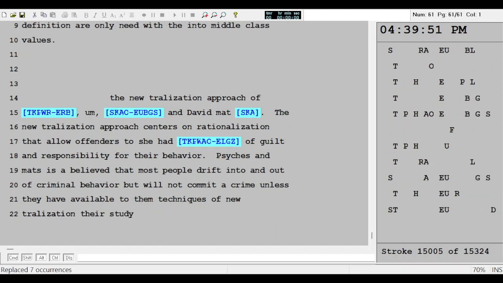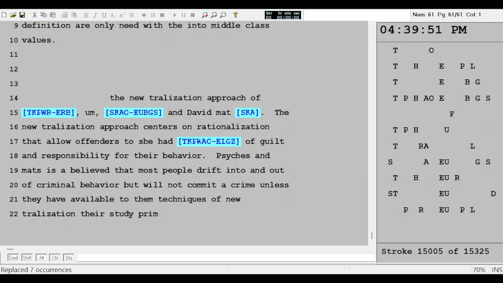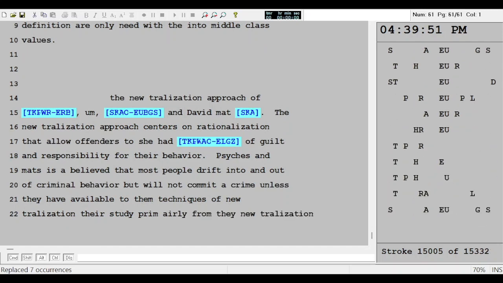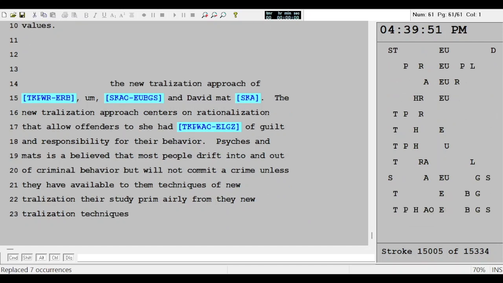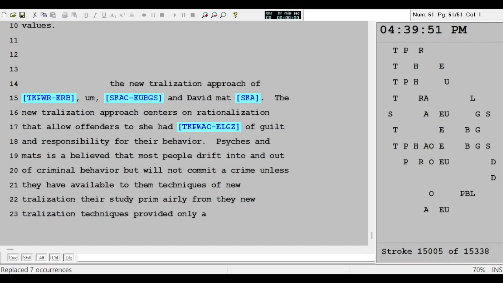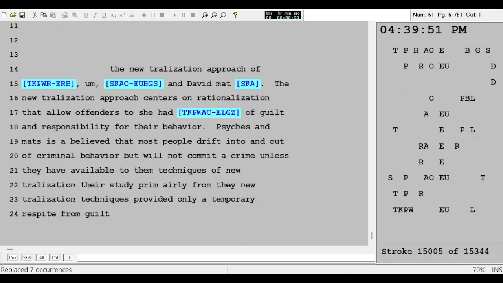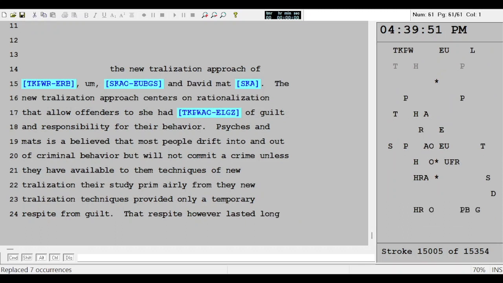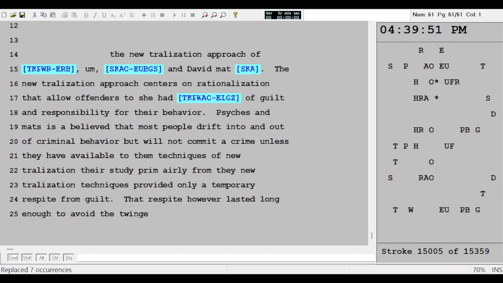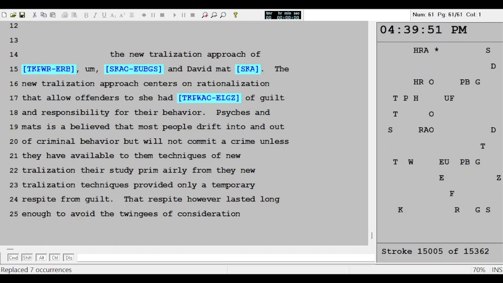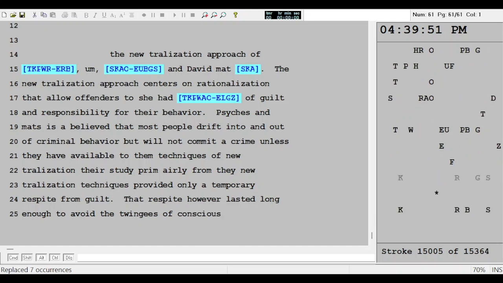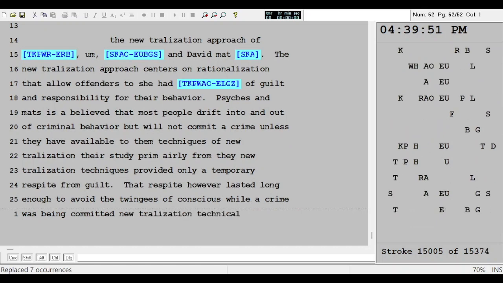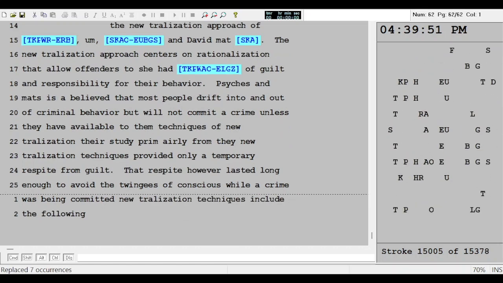Their study primarily concerned juveniles, for whom they suggested neutralization techniques provided only a temporary respite from guilt. That respite, however, lasted long enough to avoid the twinges of conscience while a crime was being committed. Neutralization techniques include the following: denial of responsibility.